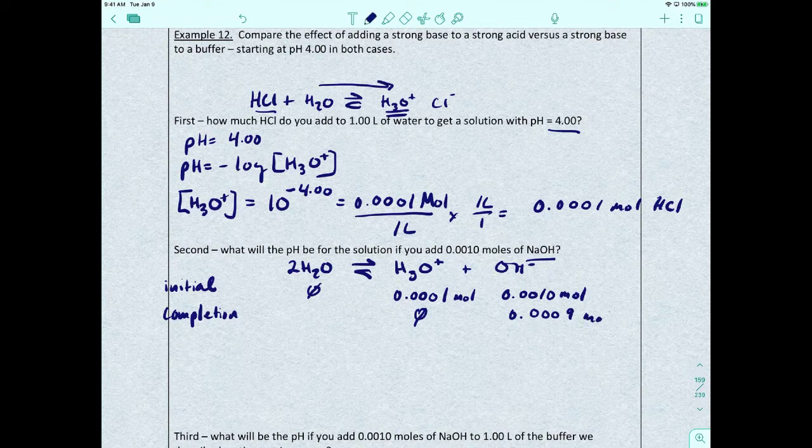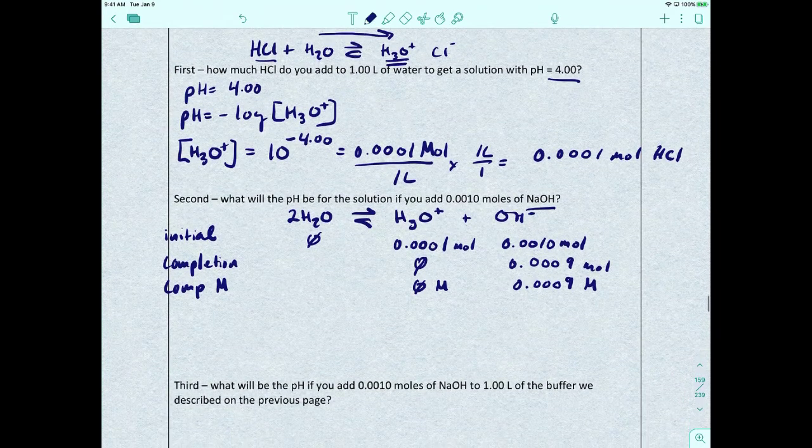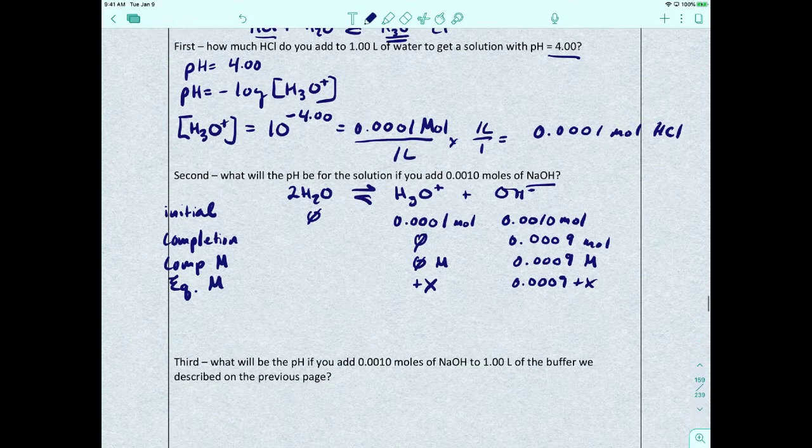0.0009 moles. Okay, and so if we get the completion molarity, and assume that we have 1 liter, the completion molarity would be 0 molar for H3O+, and you'd have 0.0009 molar for hydroxide. So at equilibrium, the molarity would be +X for H3O+, and 0.0009 + X for the hydroxide ion.